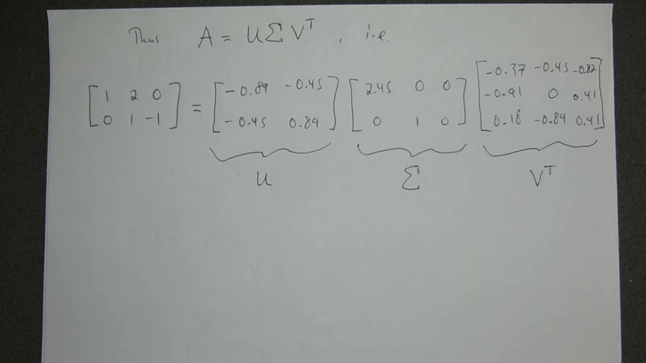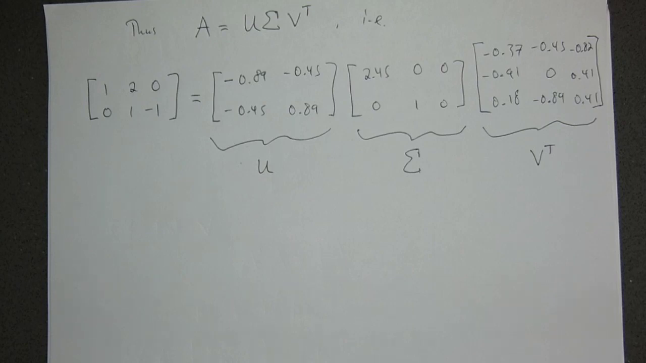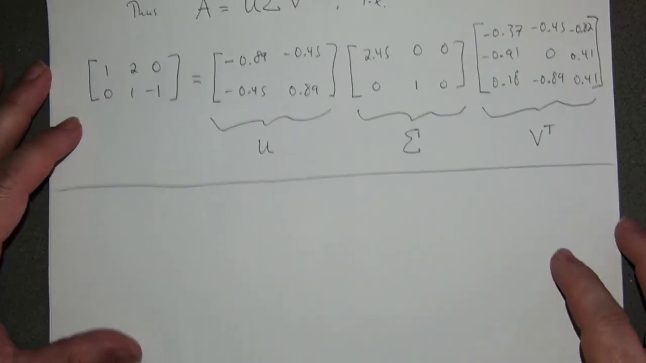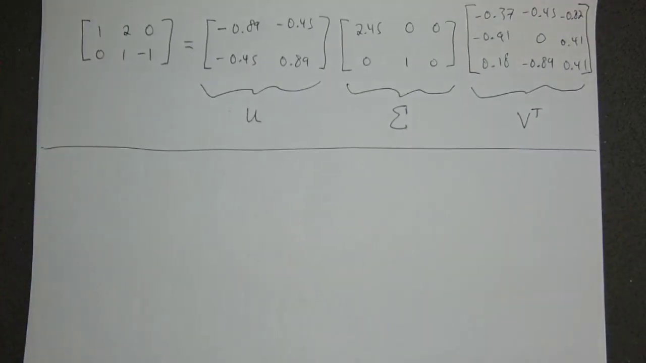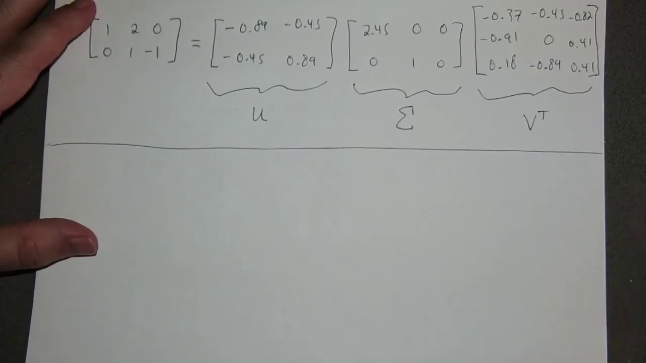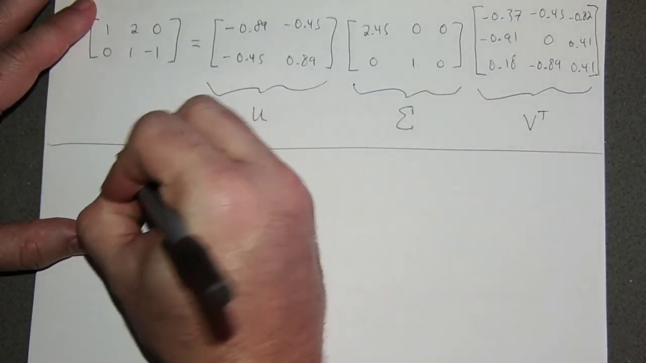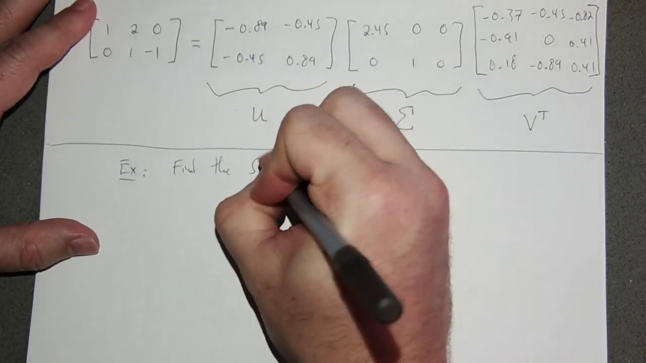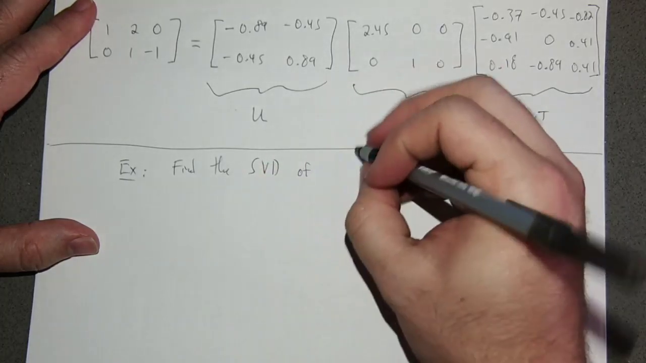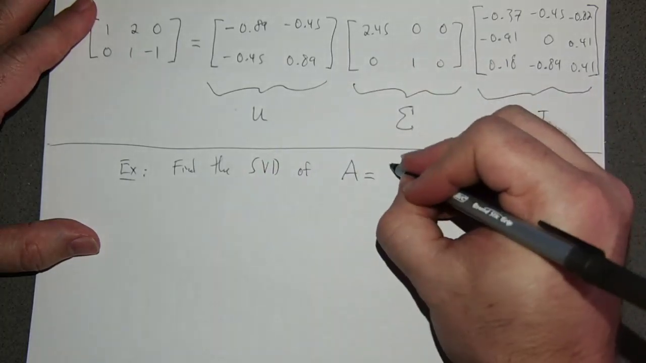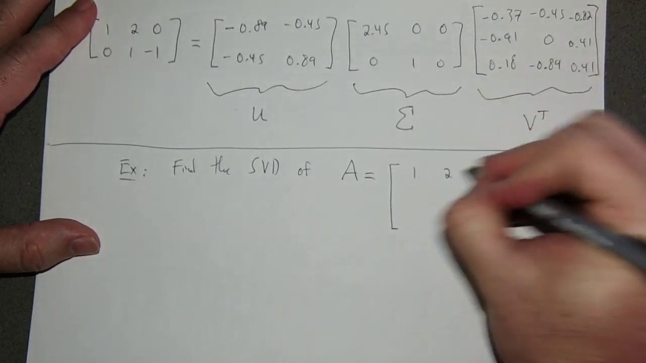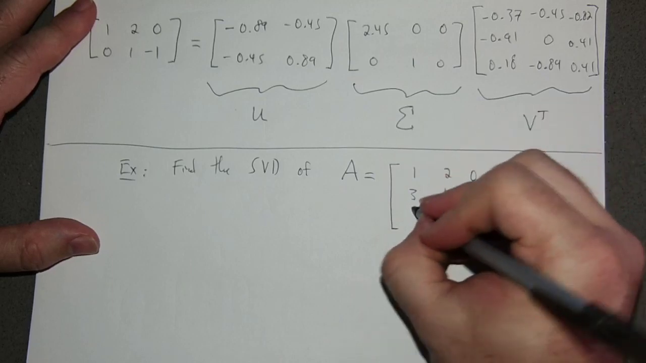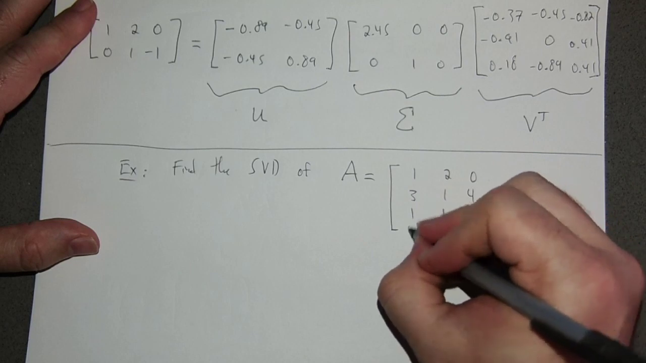All right, now continuing on, maybe I'll do another quick example. So one more example of how this goes. I want to find the singular value decomposition of matrix A, which is 1 2 0 3 1 4 1 1 minus 1 0 1 2.